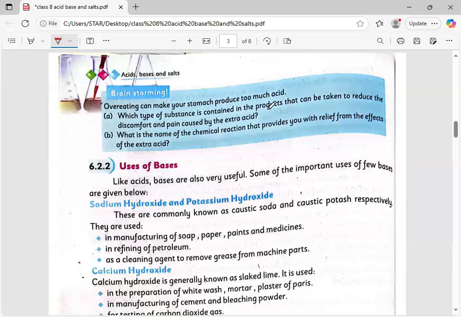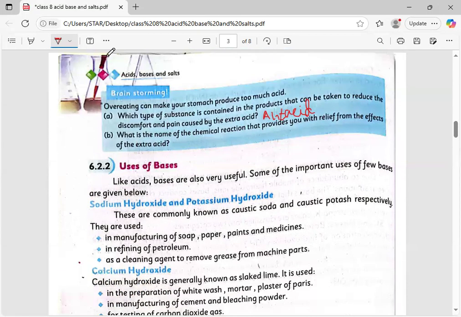All right. I know you can give answers correctly. So, the correct answer is antacids. The medications that are used to neutralize, to relieve or reduce the discomfort and pain caused by the production of extra acid in our stomach, are antacids. The second question is, what is the name of the reaction that provides you with relief from the effect of extra acid?